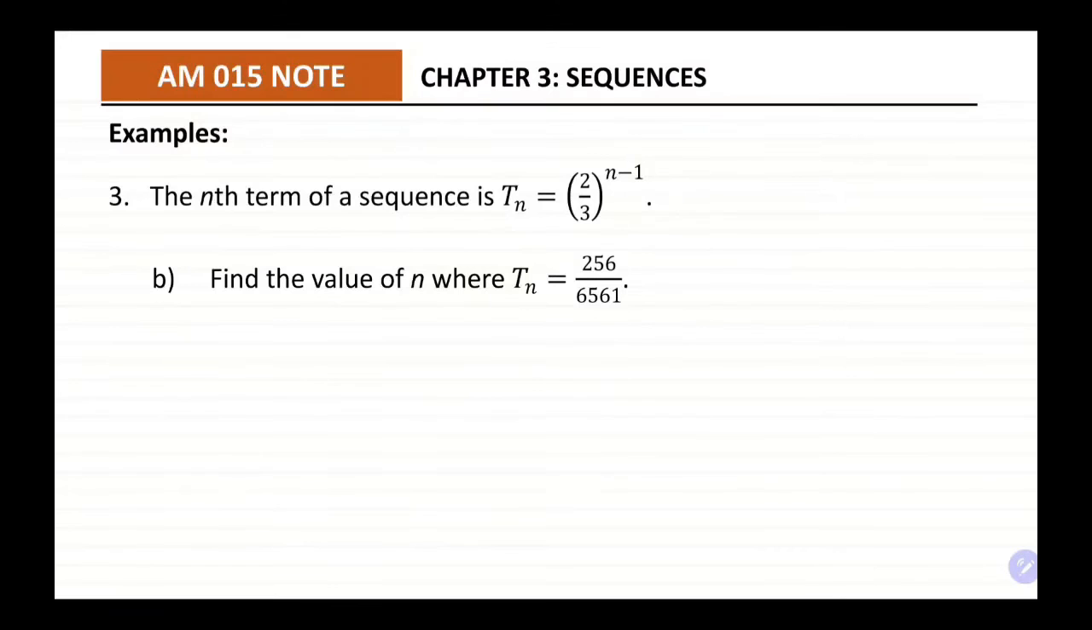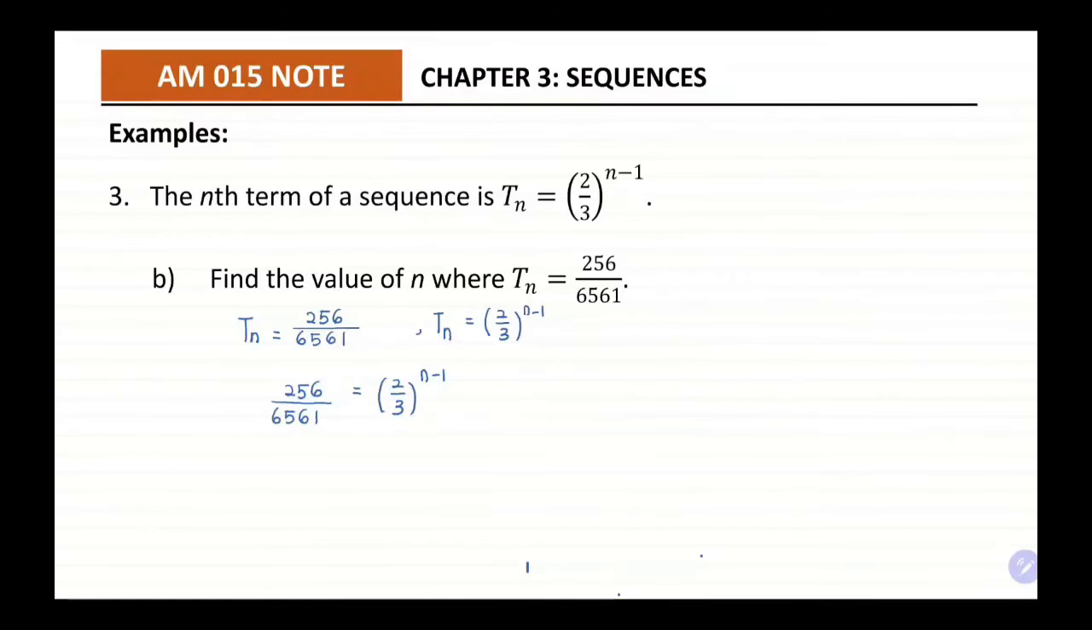Question B, find the value of n where Tn equals 256 divided by 6561. We have Tn equals 256 divided by 6561. The question also gives Tn equals 2 over 3 to the power of n minus 1. Since both are Tn, we can compare both. So 256 over 6561 equals 2 over 3 to the power of n minus 1.